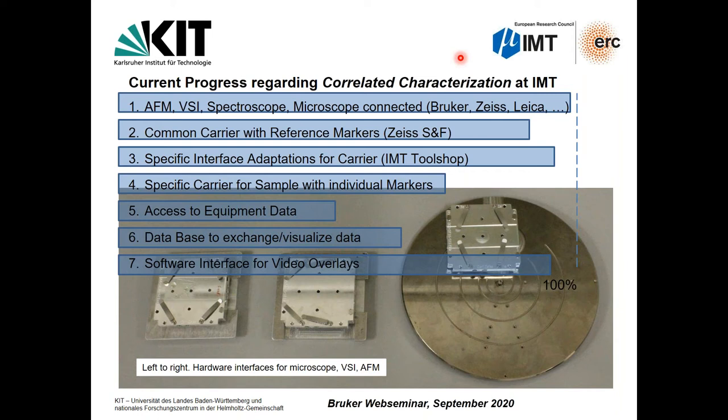We have started this end of last year. We have already four systems connected. This is an AFM and VSI. That was the initial for these activities. We have a spectroscope integrated and an optical microscope. So we have a carrier defined. We have at some points made minor adaptations for the carrier, because this carrier is, as the name tells it, from one company, and doesn't fit everybody else. So we have a specific carrier even for samples with different recommendations.